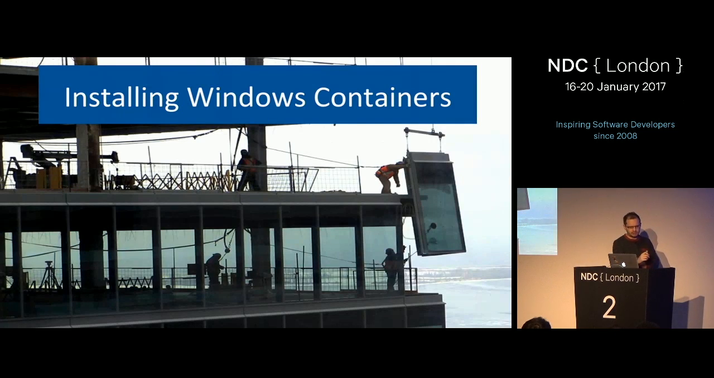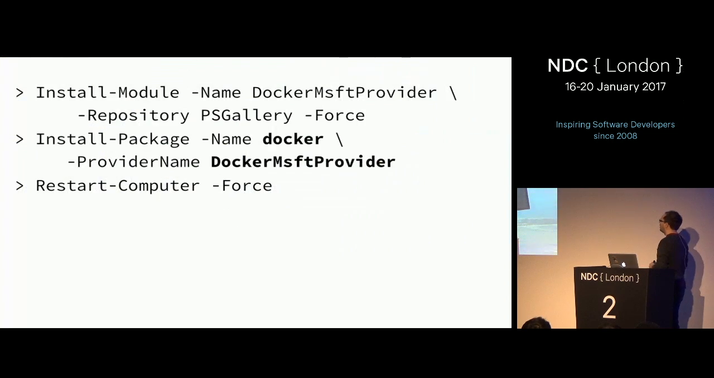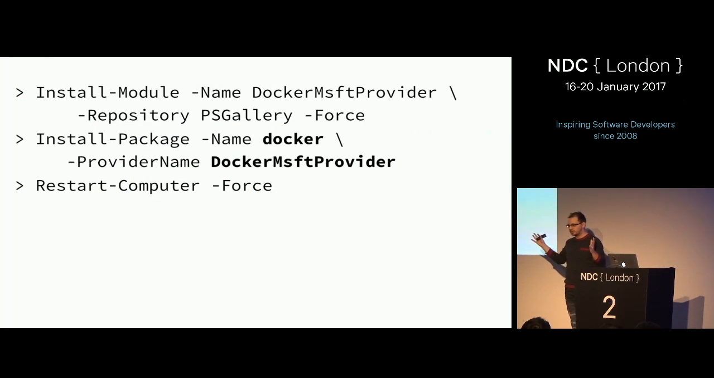So how do you install these, and how do we get started, and how do we actually start playing with them? So if you're running Server 2016, you can add a new module, you can install the Docker package, restart your machine, and that's it. You have everything which you need in order to be able to start deploying Windows containers.